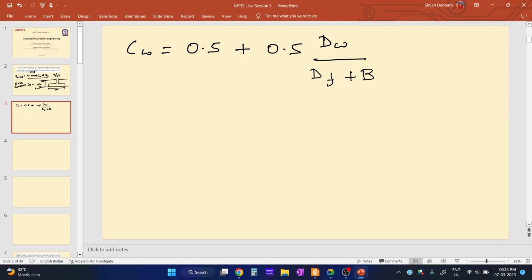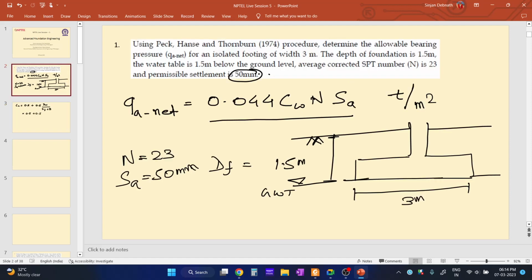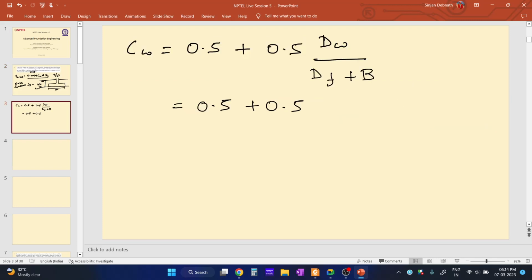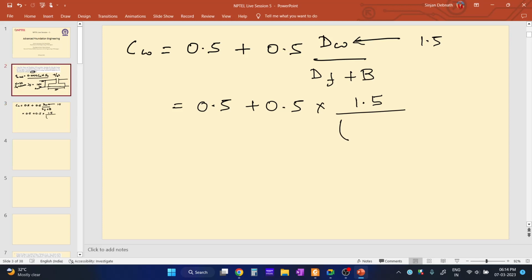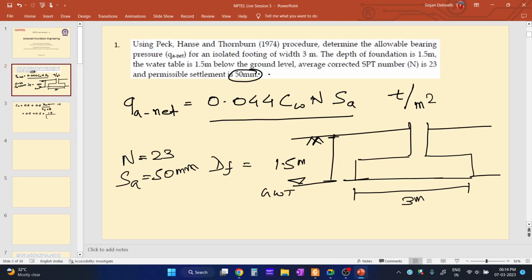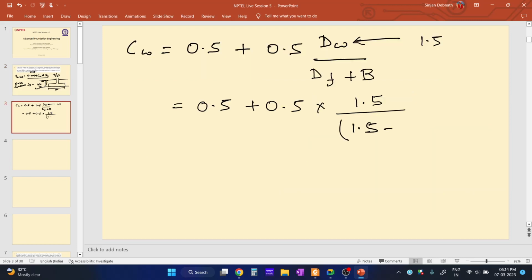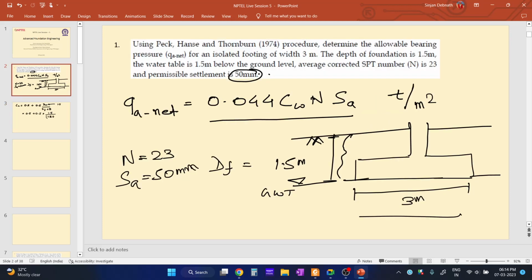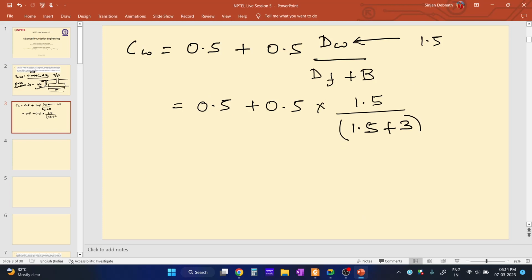So now let me put the values of all the parameters. 0.5 plus 0.5 into, what is Dw? What is the depth of the water table? It is 1.5 meter, right? So Dw is 1.5 meter, into 1.5 meter divided by, what is the depth of the footing? Depth of the footing is also 1.5 meter. So 1.5. And what is the breadth of the footing? Breadth of the footing is 3 meter. So 3 meter. See, all the parameters are in meters, okay?